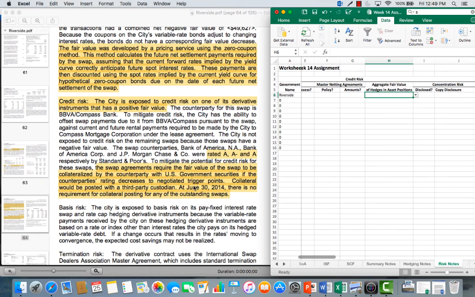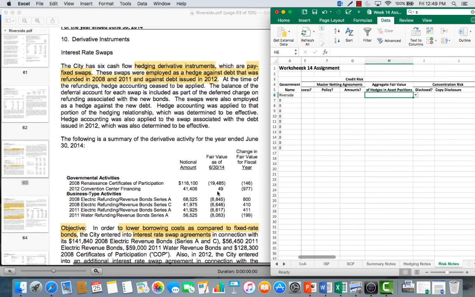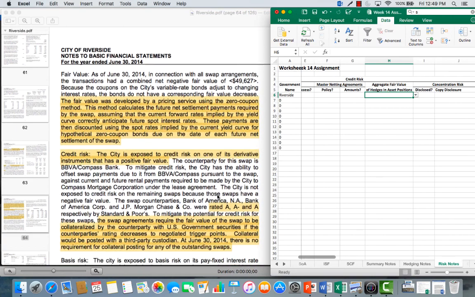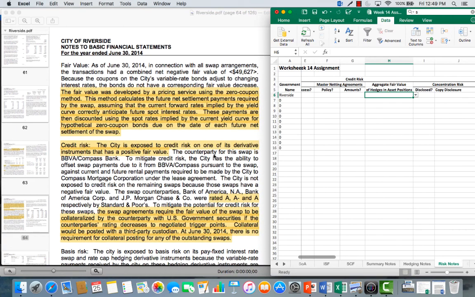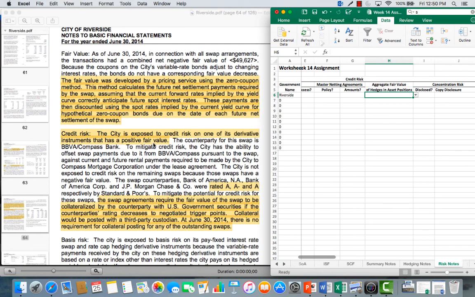If they have hedges that are in asset positions, they're supposed to disclose the aggregate fair value of those hedges. They've only got one, so there really isn't anything else for them to do. We know that there's the one. They have said here that they have the one derivative instrument that has a positive fair value. So there really is nothing else for them to do. So I would give them a yes on that.